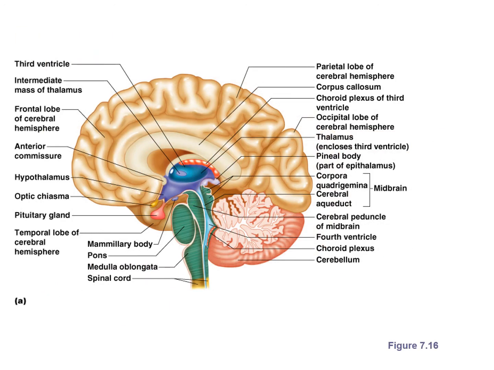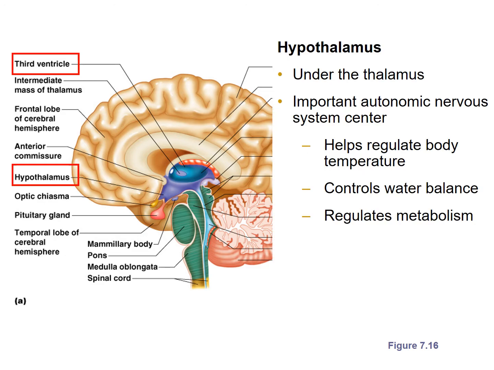Let's now look at another part of the diencephalon, the hypothalamus. We're going to use the third ventricle again as a point of reference. The thalamus is lateral to the third ventricle. Hypo means below, so the hypothalamus is below the thalamus. It is the area shaded in purple in this figure. The hypothalamus is an important control center of autonomic nervous system function.